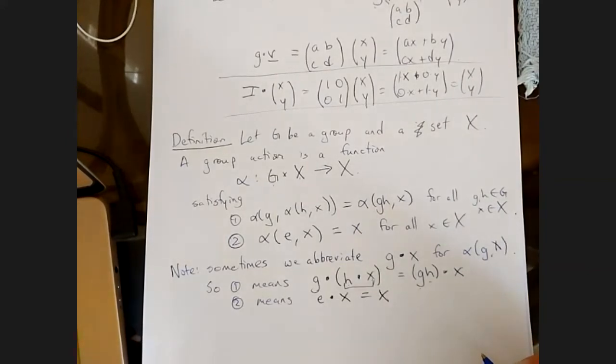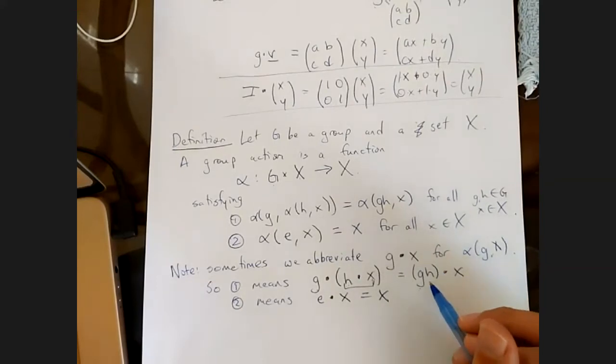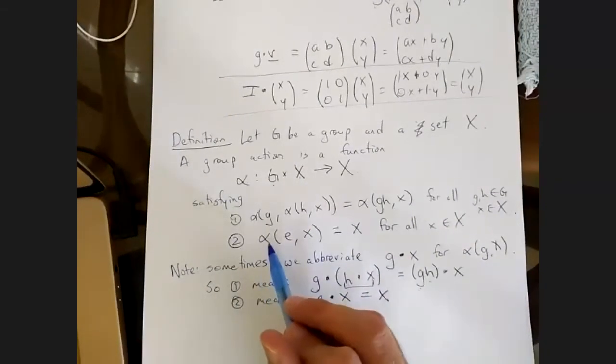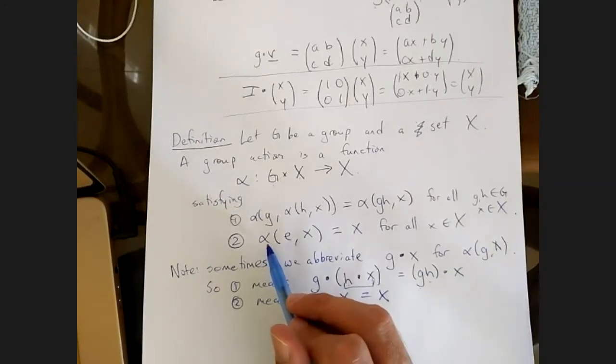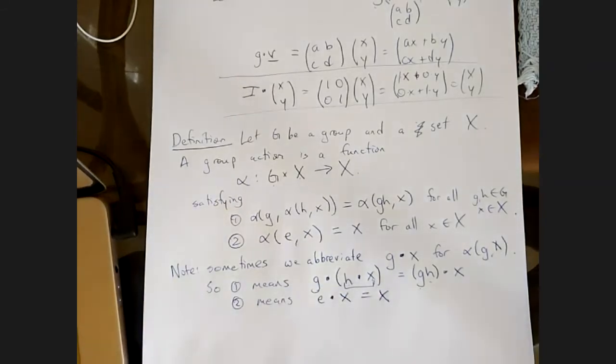So for certain examples, I might omit this alpha, but I might put in the alpha when we prove things about group actions.